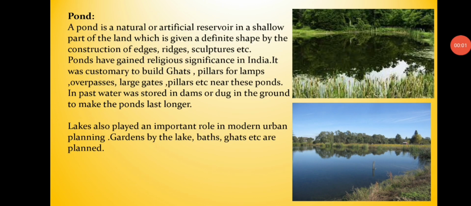Lakes also played a very important role in modern urban planning. Gardens by the lakes, bath guards, etc. were planned. In the 18th and 19th century, many large lakes were built in Mumbai, Mahalakshmi, Gaudevi, Lakshmi Narayan, etc. The temples of the place had large built ponds. Some lakes were extinguished due to the growth of the city and government facilities for drinking water supply. The lakes at Mumbai Devi and Mahalakshmi had recently been extinguished.